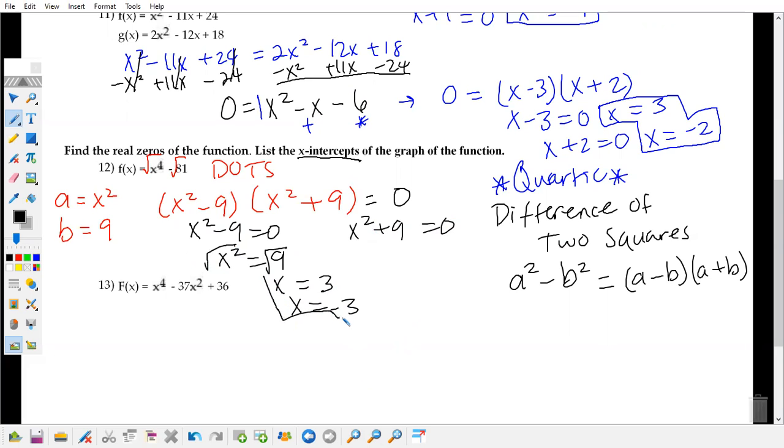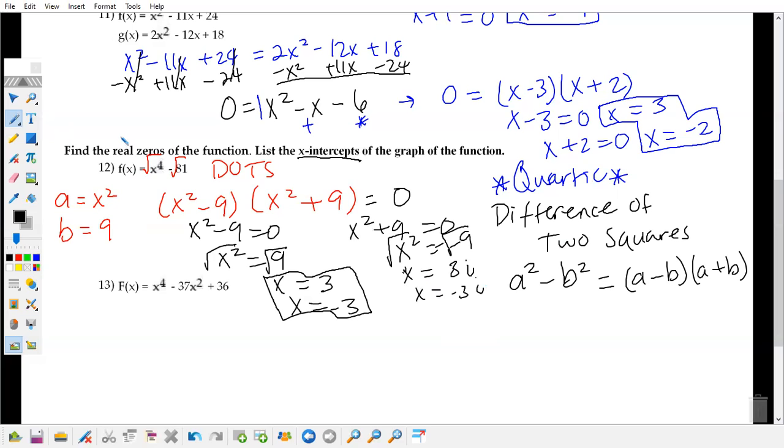So here are my real solutions. Here, I have x squared equals negative 9. What happens when you take the square root of a negative? Does anyone remember what those numbers are called? When you take the square root of a negative. Imaginaries. There we go. Thank you. So we have an imaginary. So x equals positive 3i and x equals negative 3i. So they would be your imaginary solutions.